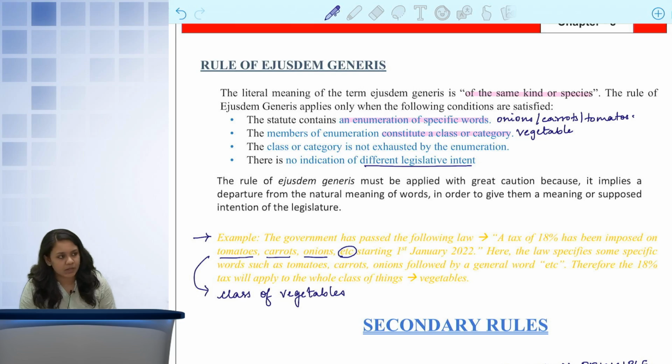The purpose of applying ejusdem generis is more to do with a logistical problem, because the law cannot keep enumerating each and every vegetable in that class. And right now the example that I'm giving you is only with vegetables. It could apply to cars, it could apply to machinery parts, to hardware, to construction material, to chocolates, to the different types of milk products. So since it becomes a logistical nightmare, therefore the use of the word etc.